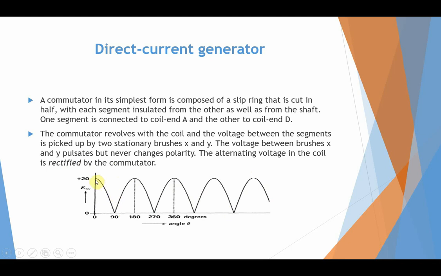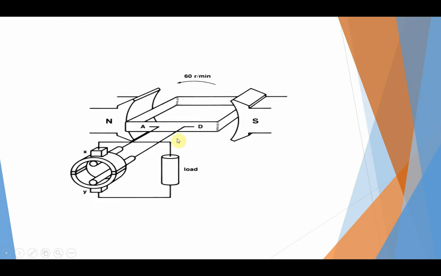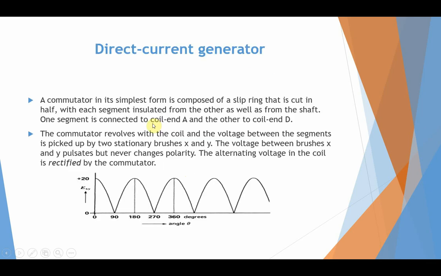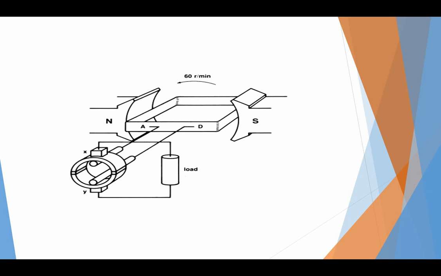We can convert it into pure DC by different techniques. This is what we call a DC generator, which has a commutator which converts the AC voltage generated in this coil into DC, and the load gets DC voltage.